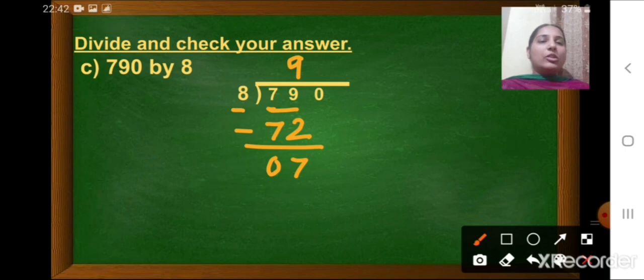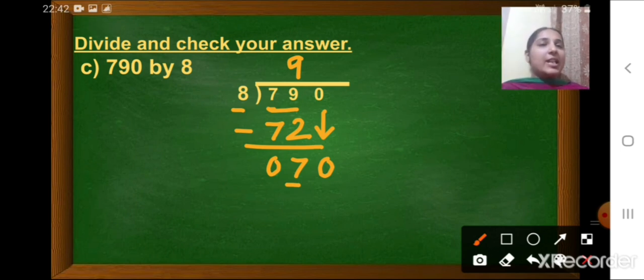Now we'll bring down the next digit, because this 7 is now smaller than 8, which is the divisor. So we'll bring down the next digit in the dividend. What is the next digit? 0. That we will bring down. Now 8 how many times will give us 70 or less than 70?